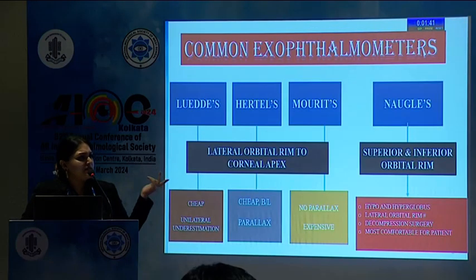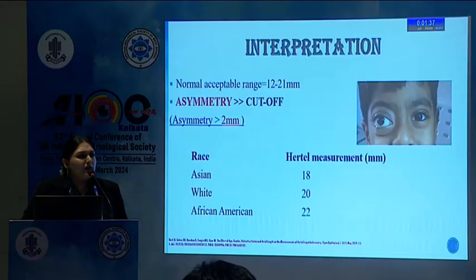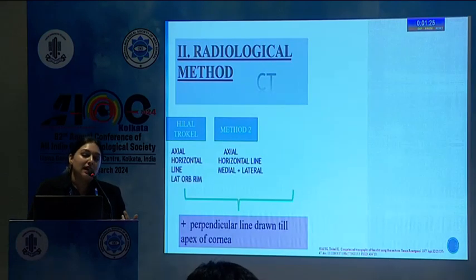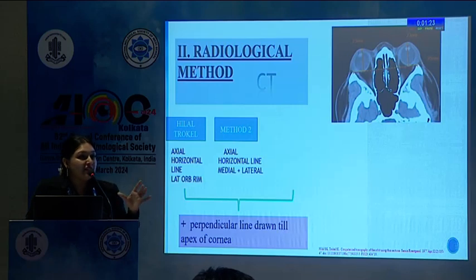Okay, so this is the summary of the common exophthalmometers I've talked about. We're talking in millimeters here. So every race has a different cutoff. We can't use cutoff as the target point. An asymmetry of more than 2 millimeters is what we should focus on. Millimeters again. Okay. How can I objectively see where my proptosis lies?